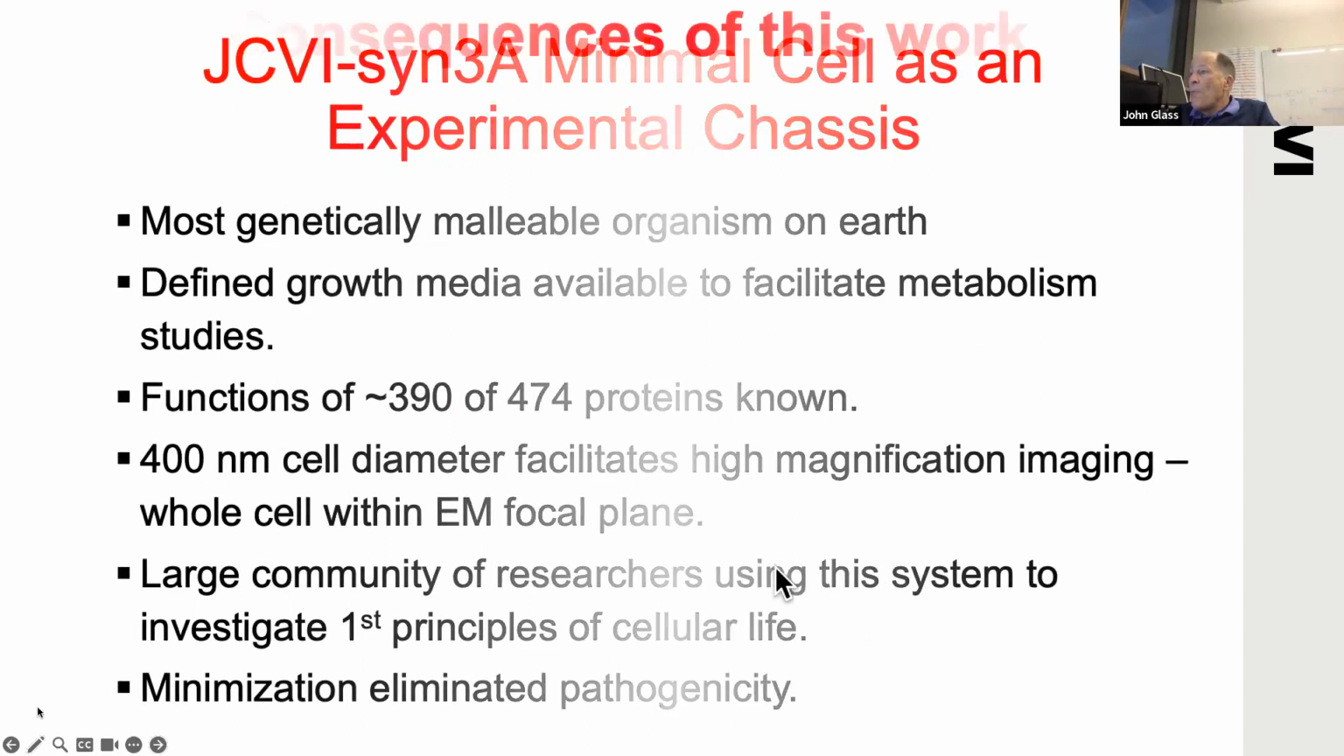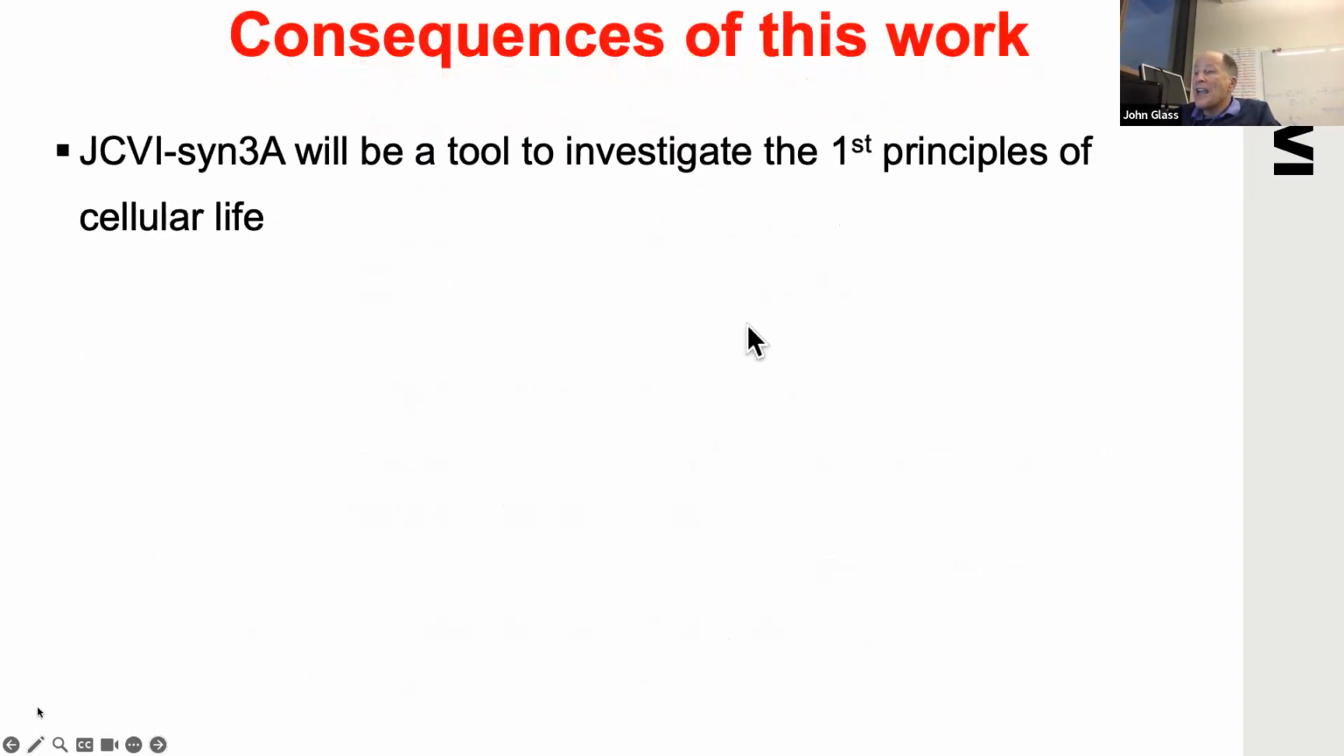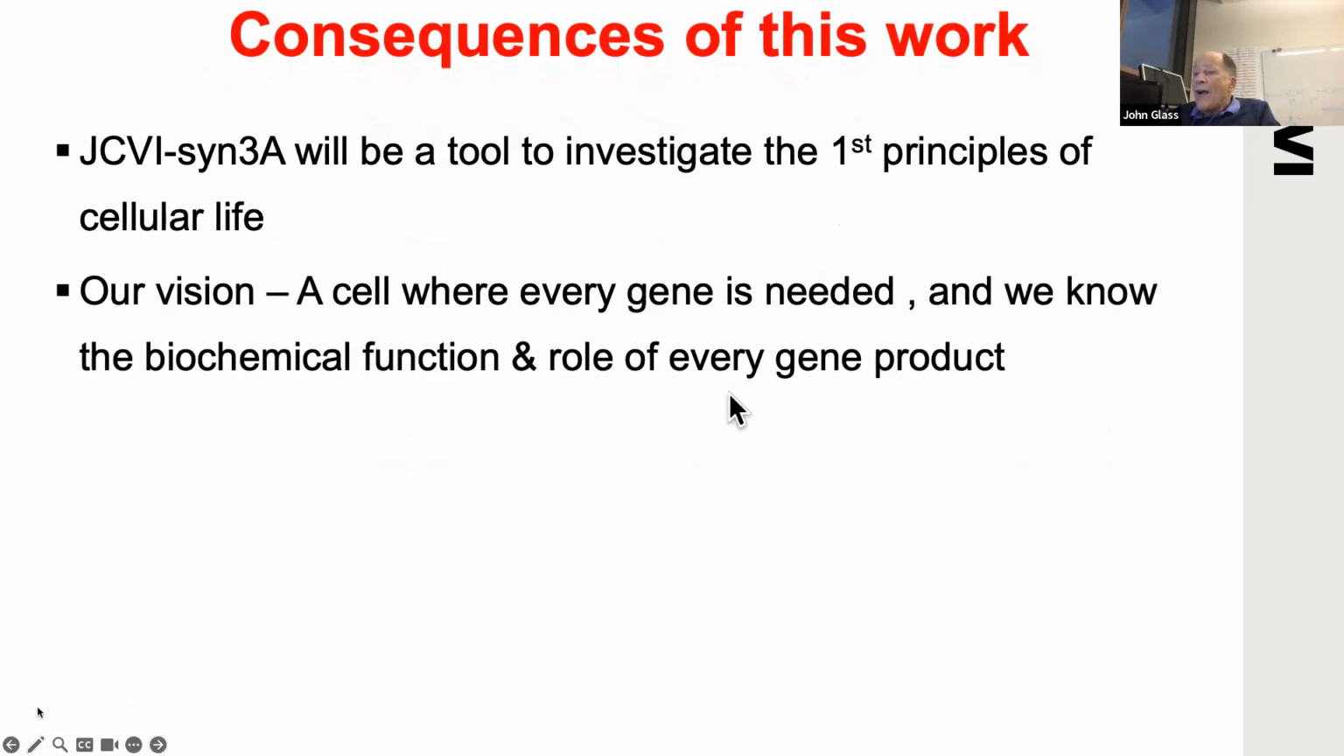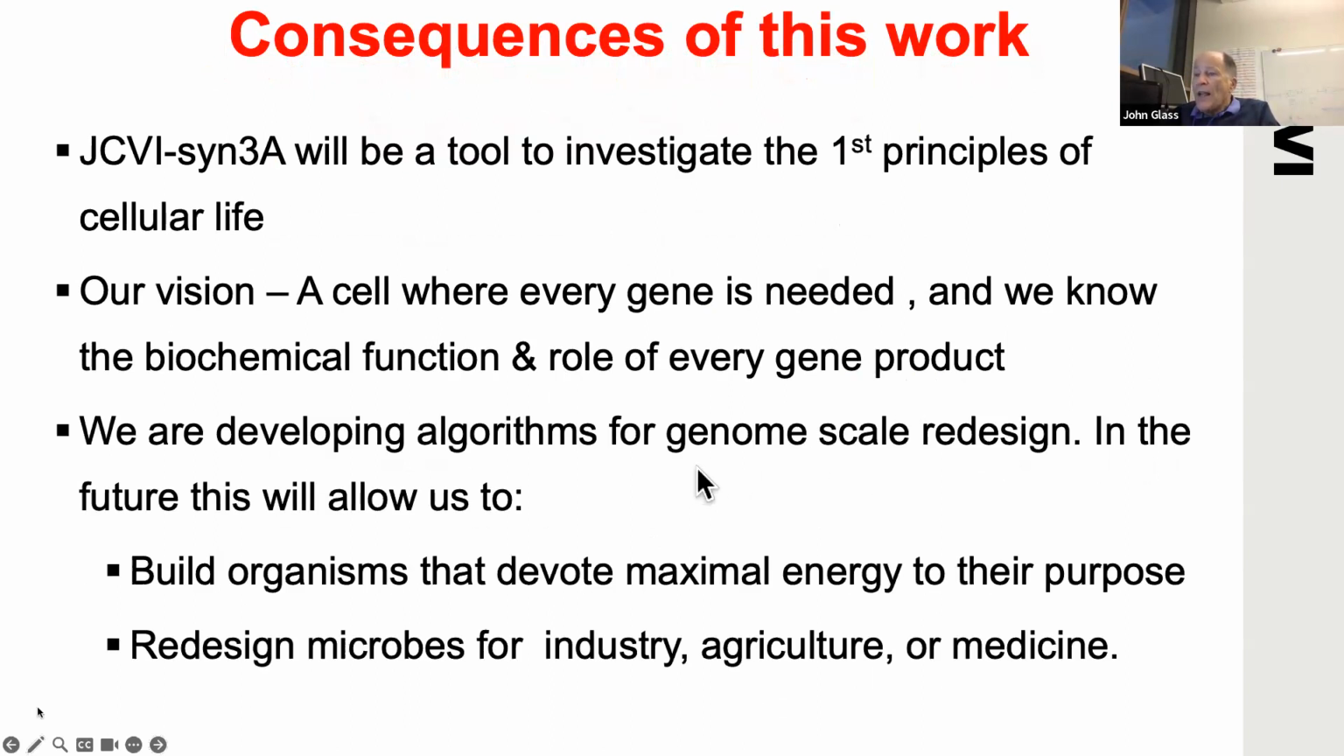So with this, we hope to be able to do a lot of things, like we've got a tool to investigate the first principles of life. We have our idea to get a cell where we understand what everything does, and we know really how cells work. And we are developing algorithms for genome scale redesign, so that based on what we've learned from the minimal cell, we can build more complicated organisms to solve human problems in agriculture, industry, or medicine, or research.